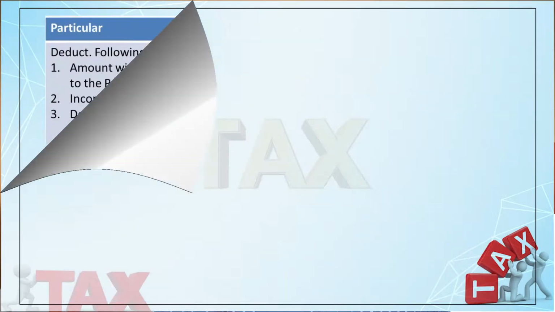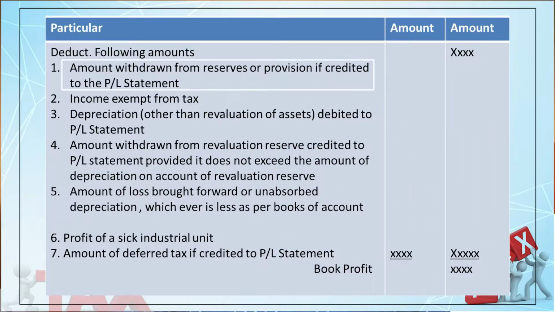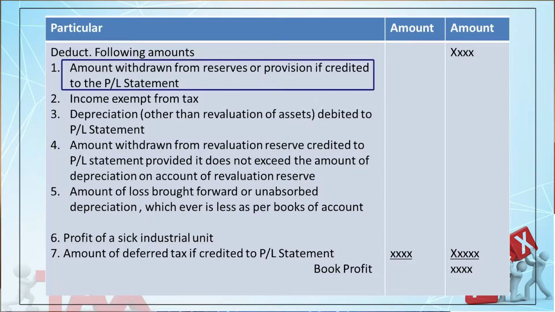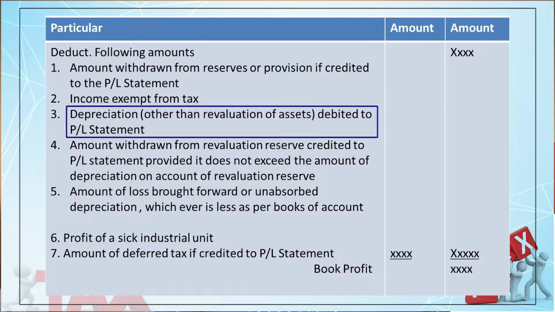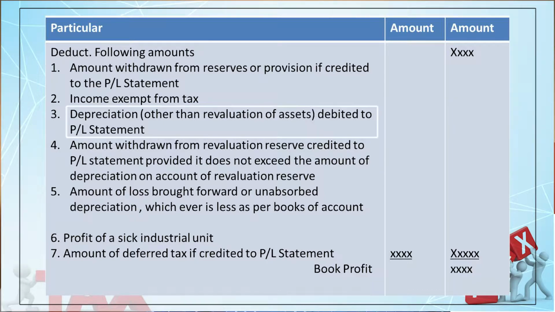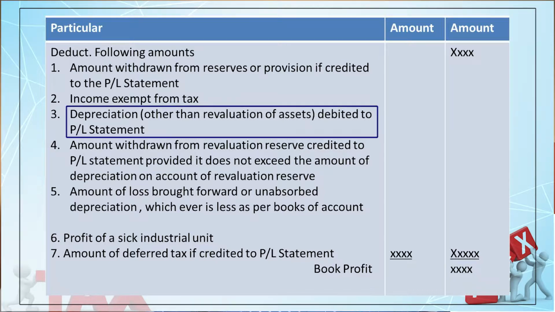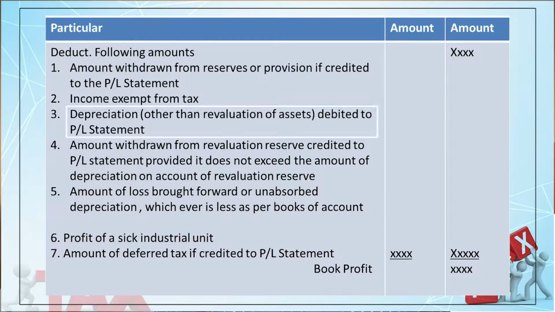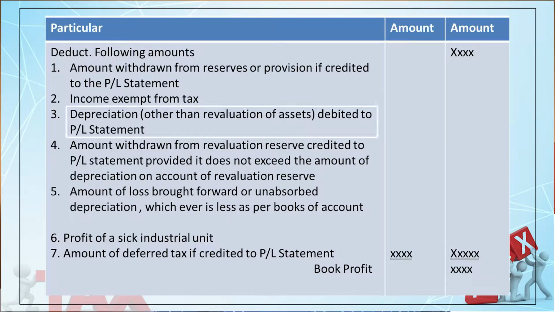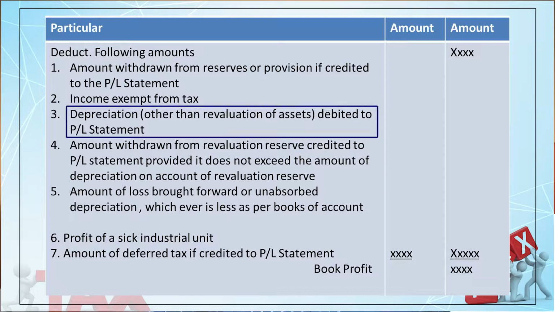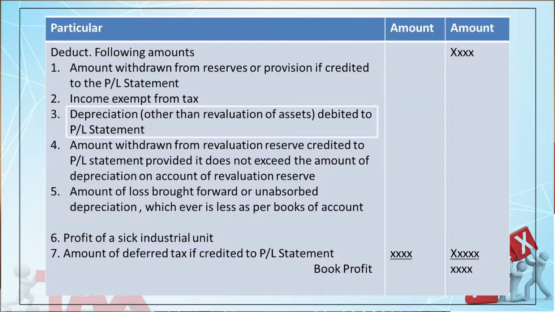and loss. Then you have to deduct certain items like amount withdrawn from reserve or provision if credited to the statement of profit and loss, income exempt from tax, depreciation other than revaluation of assets debited to the statement of profit and loss. That is the depreciation we have added back which was debited to statement of profit and loss. Now, we are deducting the depreciation, that amount of depreciation not including the revaluation of assets; depreciation which arises due to revaluation of assets should be excluded.